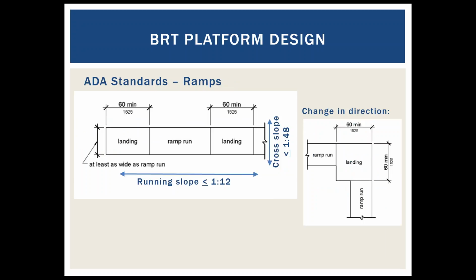So ADA standards for ramps, we've talked about these in some of the previous courses too. Again, some of the keys are that you can't have a running slope greater than 1 to 12, and you have to have level landings at each side of a ramp. Also, you have to have level landings for any time there's a change in direction on a ramp.